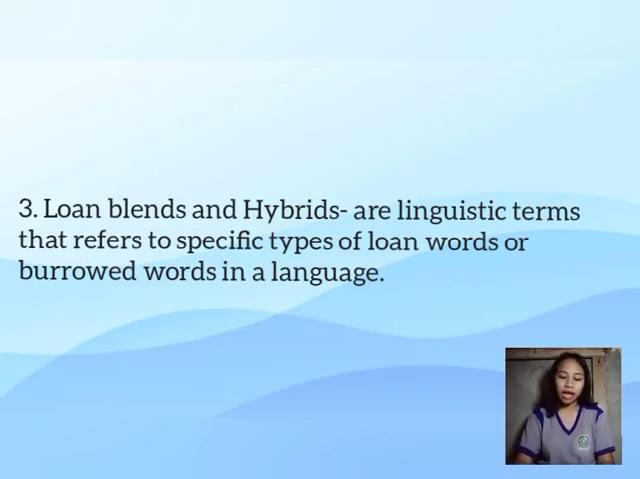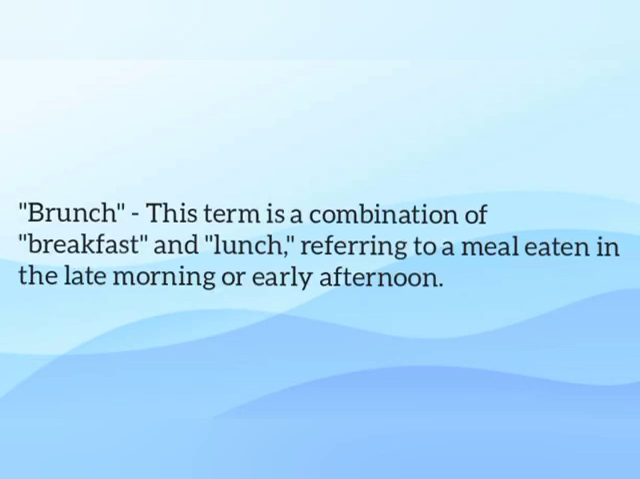The last is loan blends and hybrids. These are linguistic terms that refer to specific types of loan words or borrowed words in a language. They are formed when elements from two or more languages are combined to create new words or expressions. Example of loan blends and hybrids: brunch. This term is a combination of breakfast and lunch, referring to a meal eaten in the late morning or early afternoon.